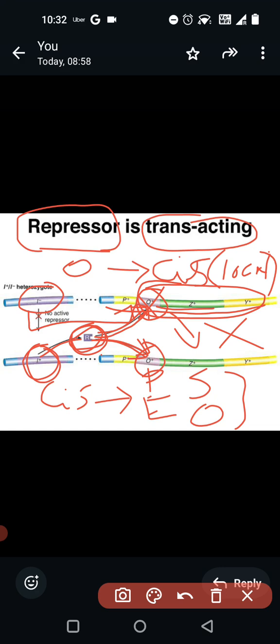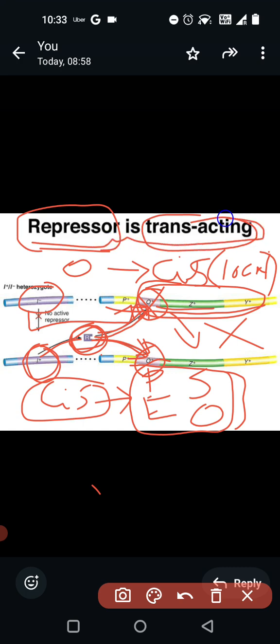Most of the questions they can ask are like what are the various things which operate in cis-acting mode. So promoters, enhancers, silencers, and operators always act in cis-acting mode, and transcription factors and repressors always act in trans-acting mode. These 2 things you have to remember.